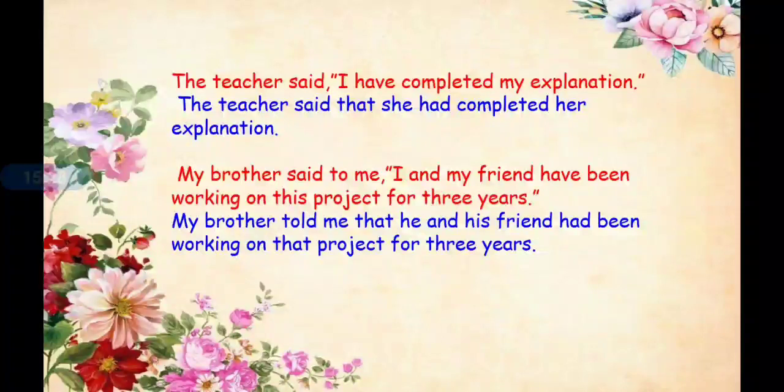My brother said to me, I and my friend have been working on this project for 3 years. So, what is the reporting verb here? Said. And what is the tense of the direct sentence here? I and my friend have been working. That means it is in the present perfect continuous tense. And this will become past perfect continuous in the indirect speech. My brother told me that he and his friend had been working on the project for 3 years.